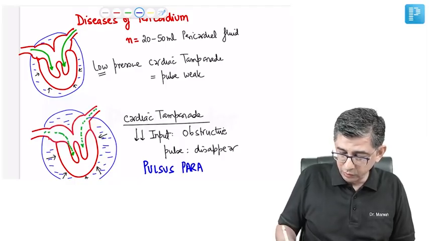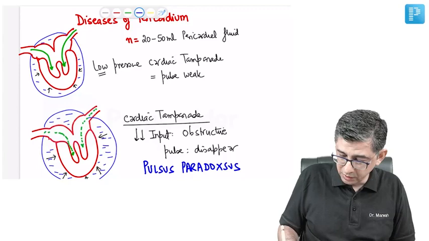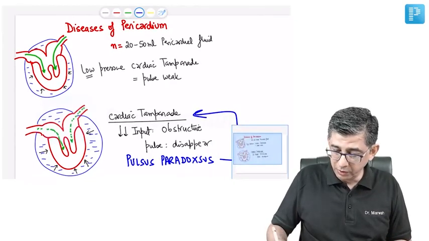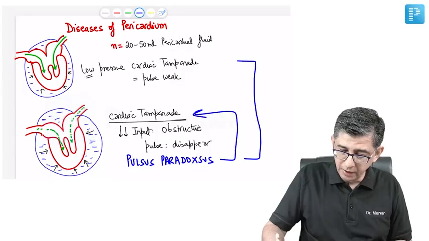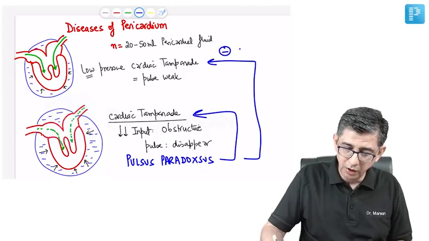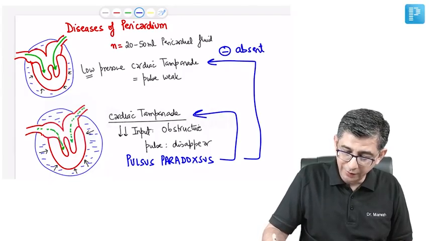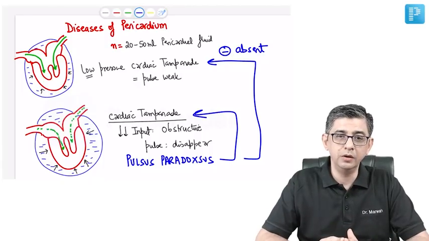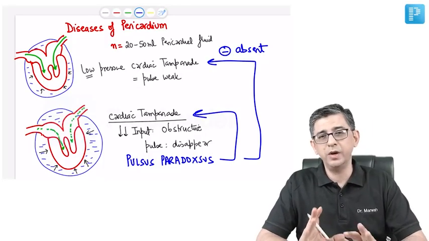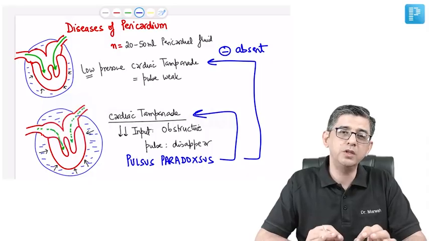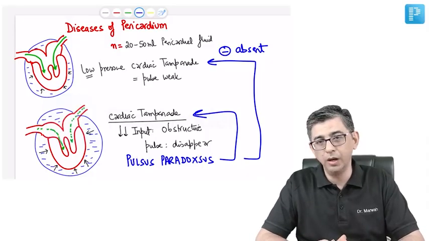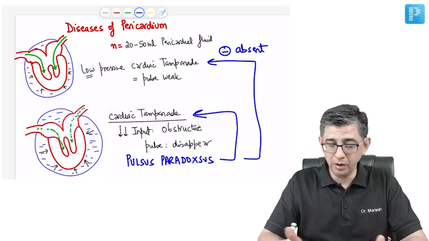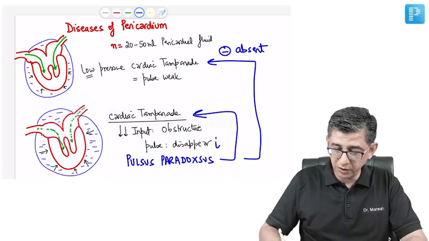Pulsus paradoxus as a feature is seen with cardiac tamponade, but the same pulsus paradoxus would be answered by you as absent in a patient who has low pressure cardiac tamponade, and that's the term which is to be remembered. In low pressure cardiac tamponade, the input into the heart is still present for you to be able to appreciate the pulse. The pulse will be feeble, the pulse will be weak, but at least it will not disappear. In cardiac tamponade, the pulse tends to disappear in the phase of inspiration.